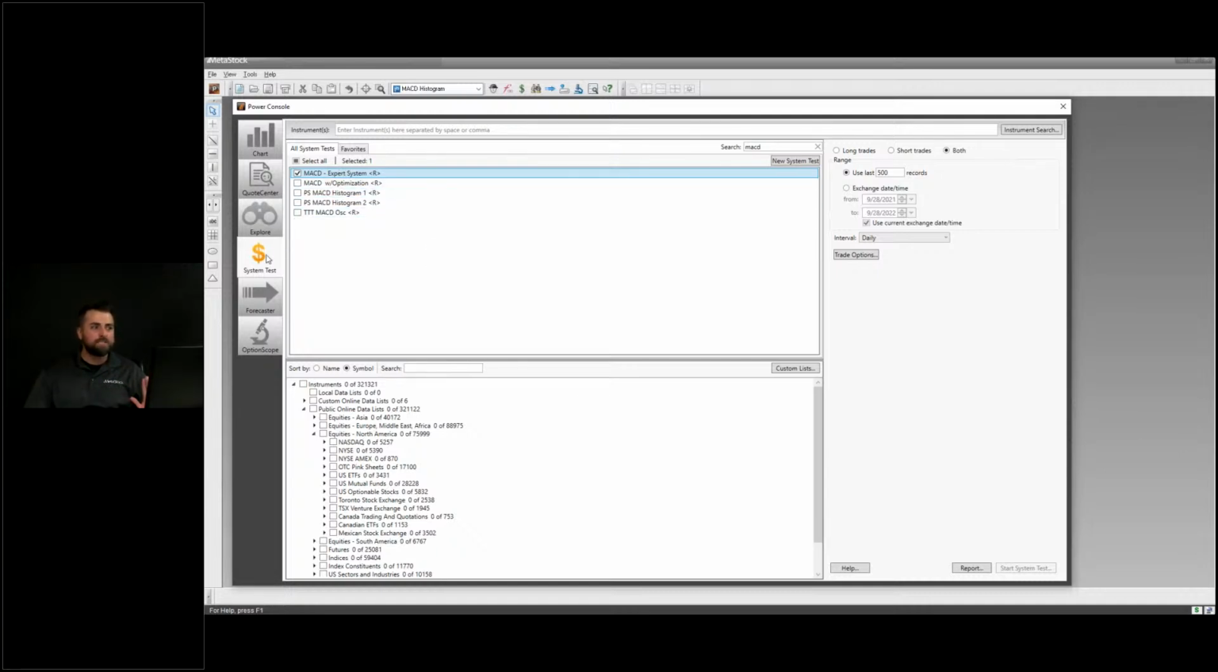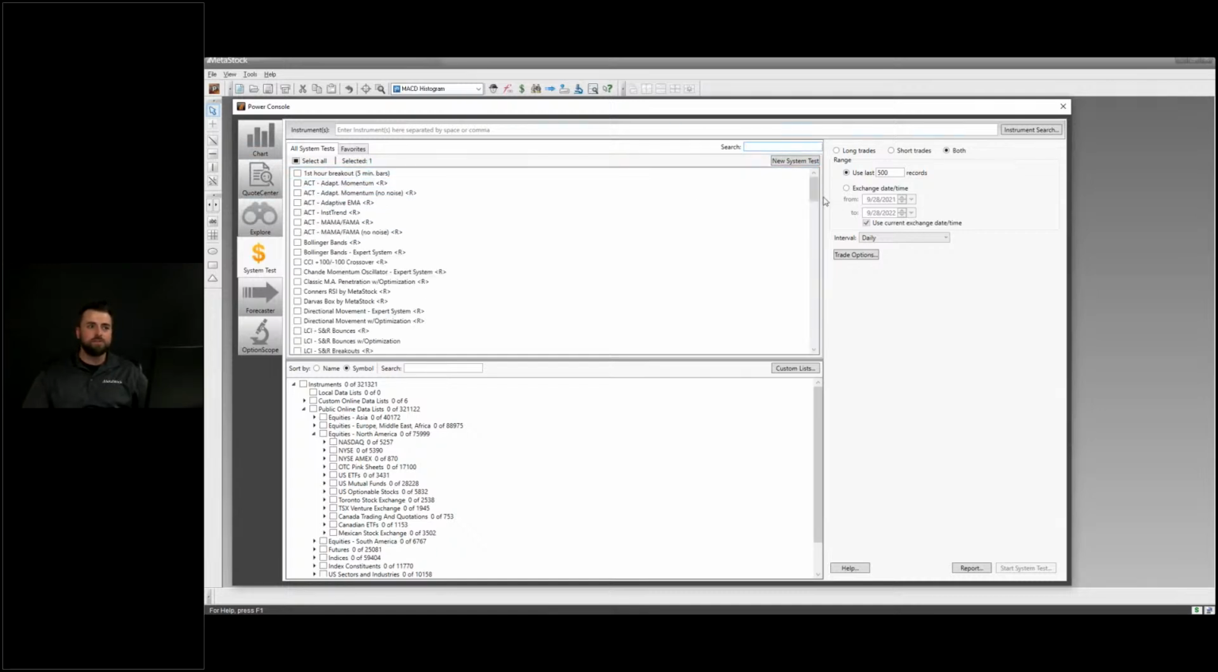All right, so with that being said, let's go ahead and do the system test real quick and show you guys how it works. So I have my system selected up here, very similar to how the Explorer works. And you can select several at a time too. Another reverse method of using the system tester, instead of just selecting the MACD like I have here, is that sometimes people choose 10, 20, 30, or all the system tests and run them against securities to see which system test performs best on the securities they want to trade. So that's a reverse way of doing it.